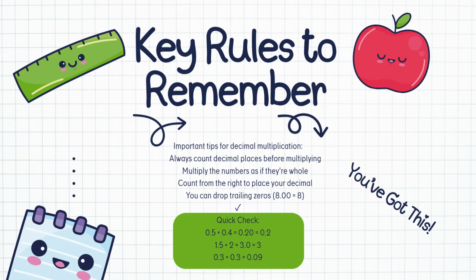You've got this. Decimal multiplication is just regular multiplication with one extra step. Practice a few problems on your own, and you'll be a pro in no time.